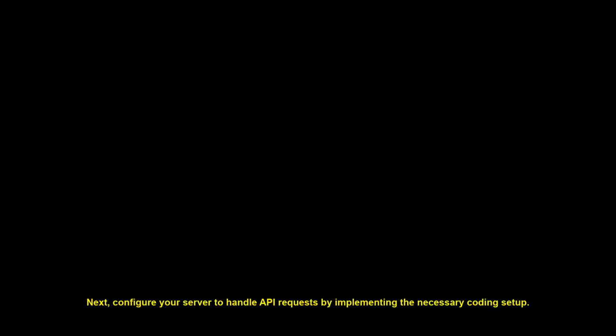Next, configure your server to handle API requests by implementing the necessary coding setup. Ensure that you collect the required event data from your website, such as purchases or leads. Use the access token to authenticate your API requests by including it in your header.